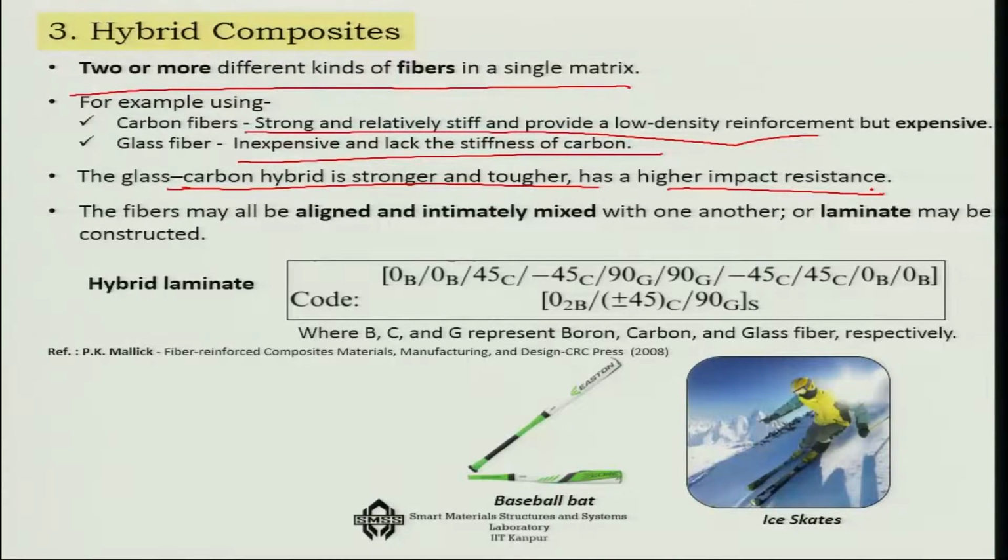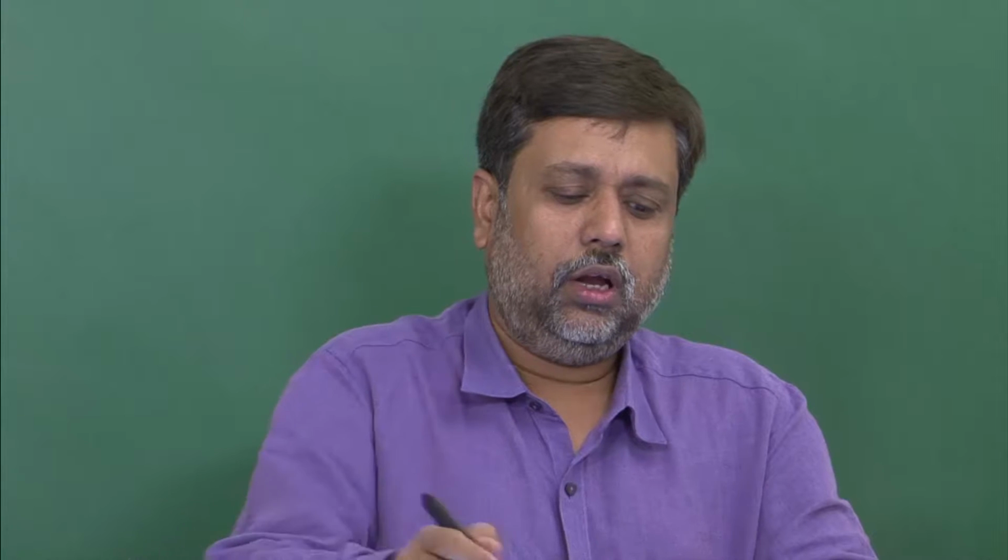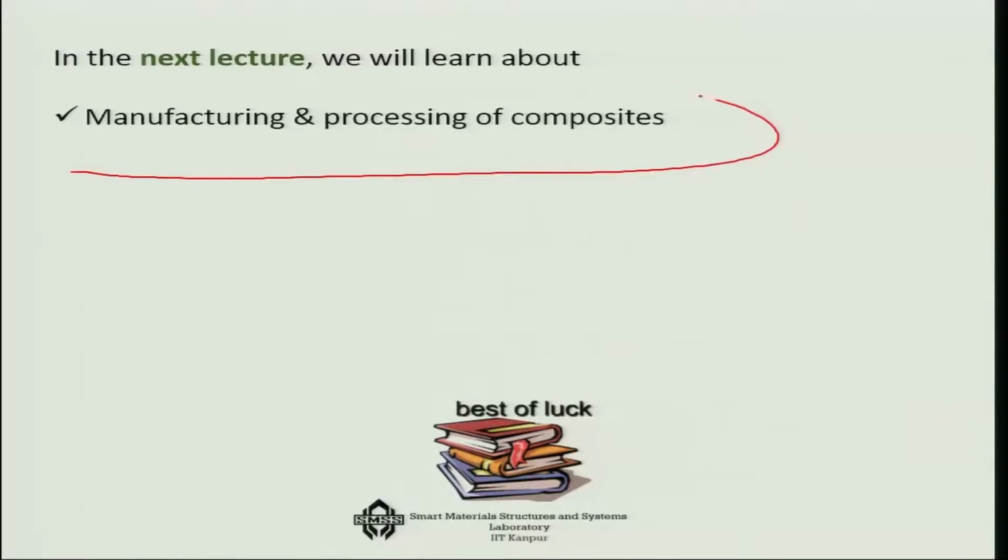Now the fibers may be aligned or intermittently mixed with one another, or a laminate can be constructed. So it can be something like, as you can see, that 3 layers are given, or 6 layers are given, so that you can prepare various types of such composites. So this is where we will close, and in the next lecture we will learn about manufacturing and processing of composites. Thank you.